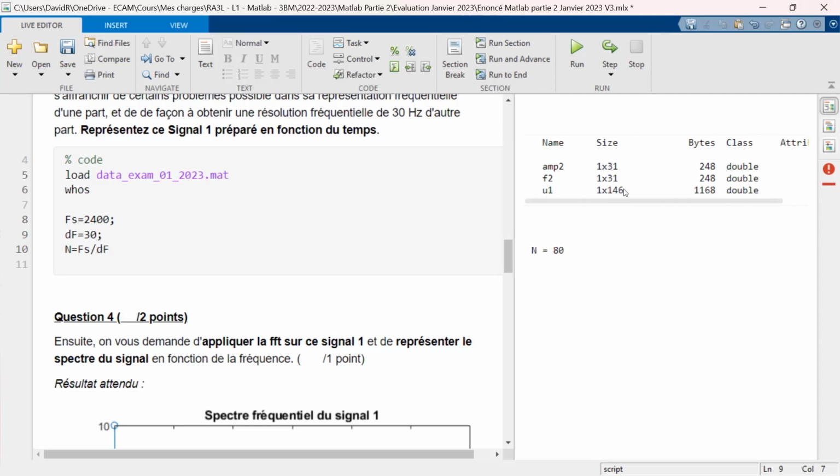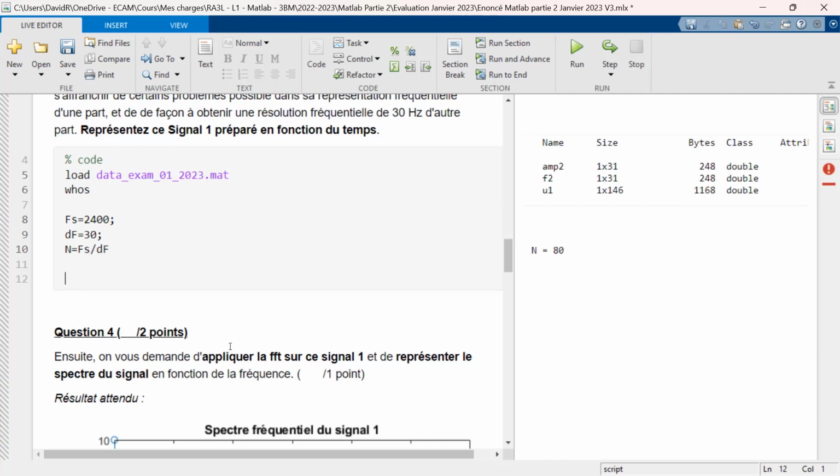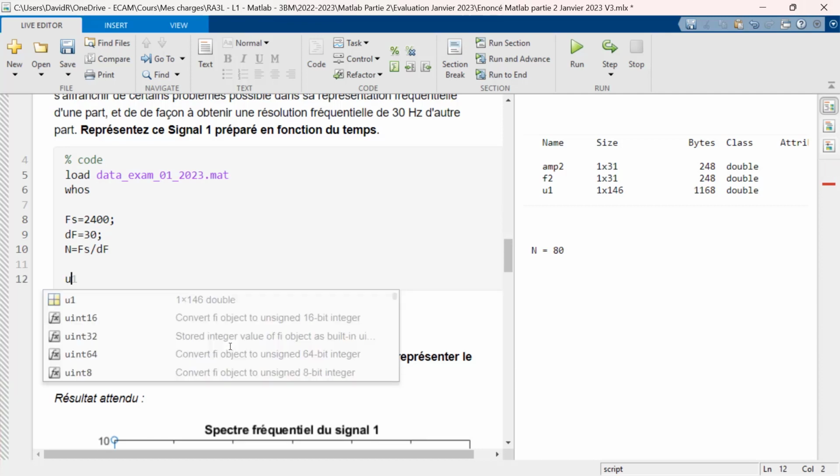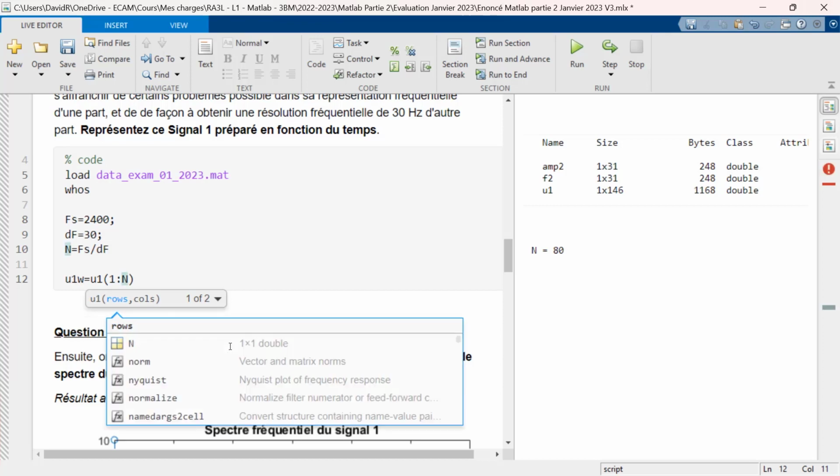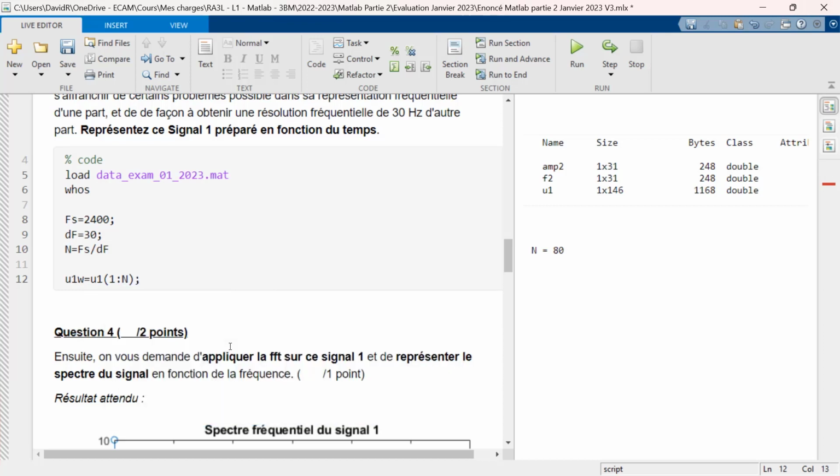Or, regardez, votre signal U1 en contient 146, donc on va venir fenêtrer le signal U1 en fonction de ça, en disant que U1W, pour fenêtrer, c'est égal à U1 depuis le premier élément jusqu'au nième élément.